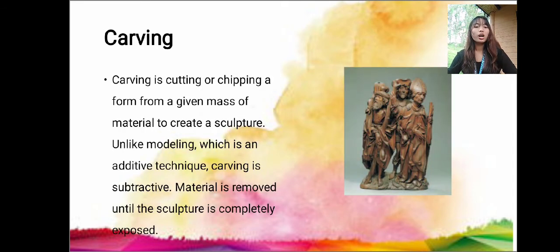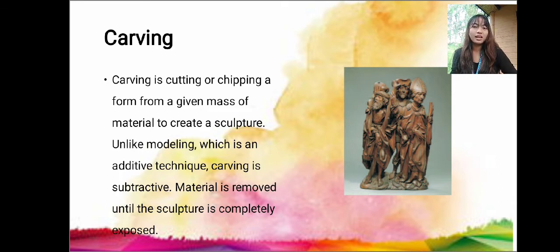Next is carving. Carving is cutting or shaping a form from a given mass of material to create a sculpture. Unlike modeling, which is an additive technique, carving is subtractive. Material is removed until the sculpture is completely exposed. So, carving is something where we are given some amount of material, like wood, to create a form of art out of a specific amount of wood.